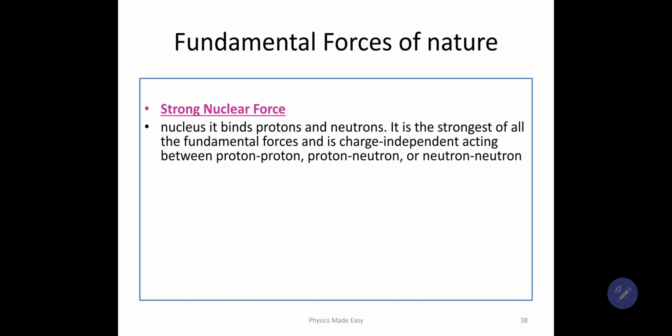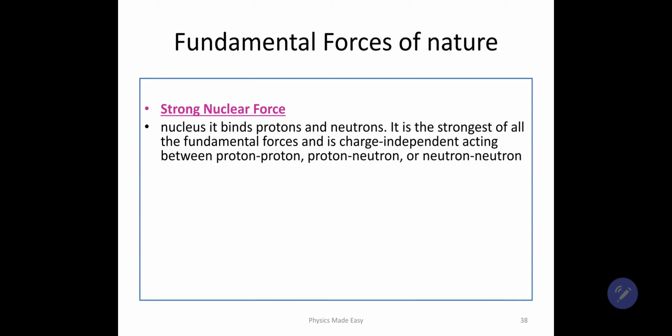Next is strong nuclear force. It's a very strong but very short-ranged force. It binds protons and neutrons in the nucleus. It is the strongest of all fundamental forces and is charge independent. It does not depend on the type of charge. It exists between protons, it exists between neutrons, and it also exists between protons and neutrons.